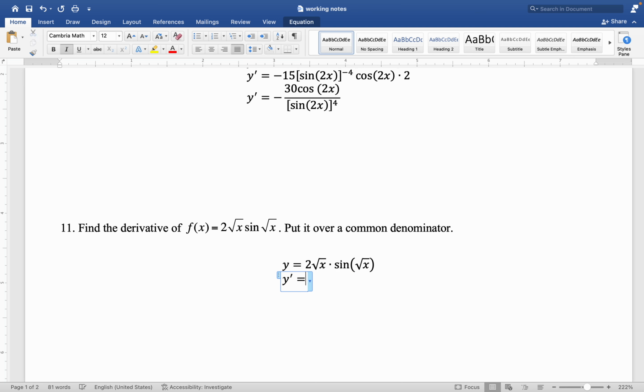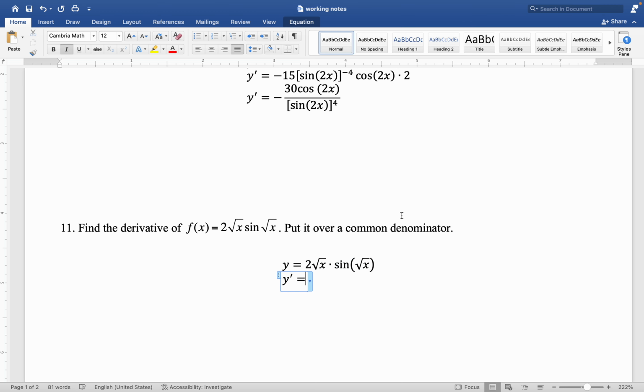Now the thing is, I can already see that when I do the product rule, I'm going to have to take the derivative of this guy right here, and that guy is a composition, so I need to be really careful. So what do I do? I take the derivative of the first function and leave the second function alone. That's what the product rule says.